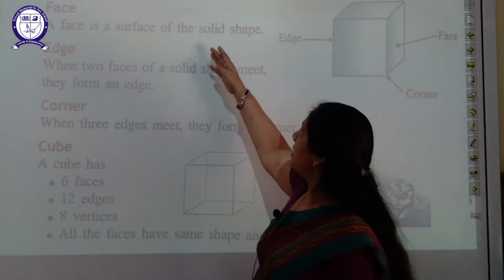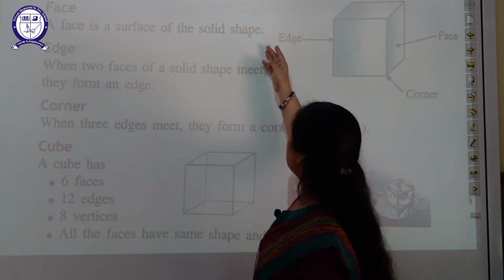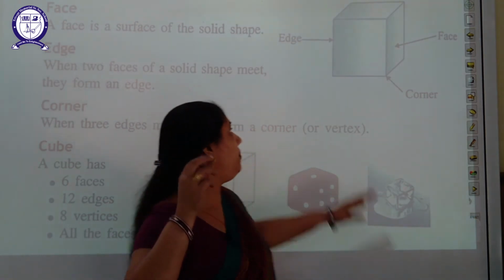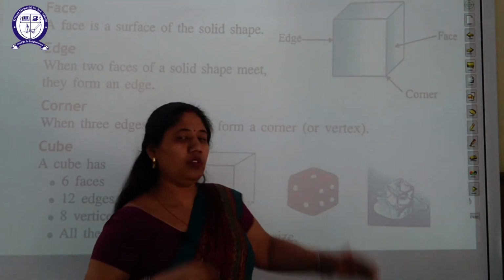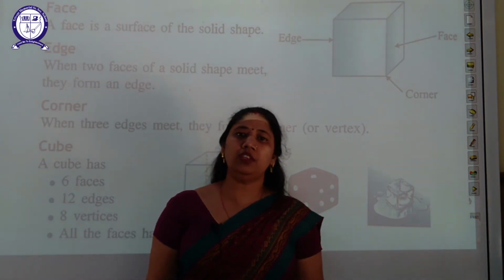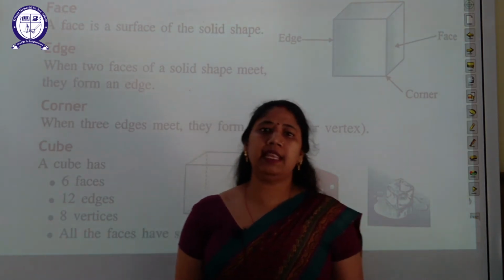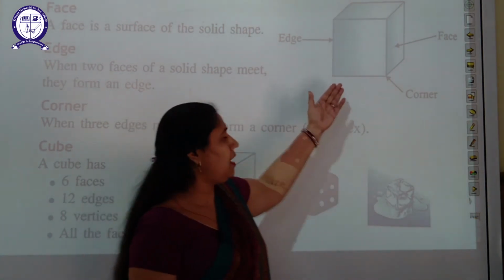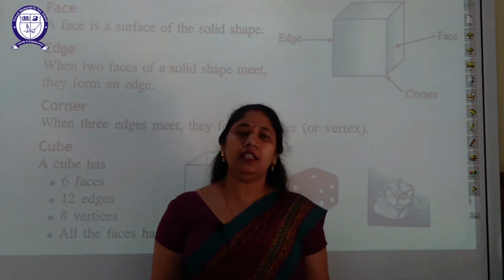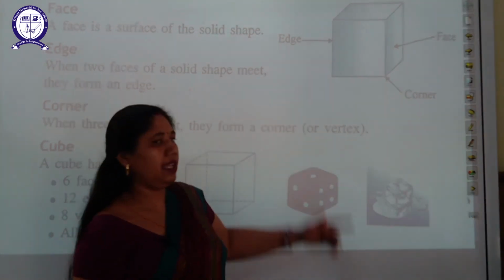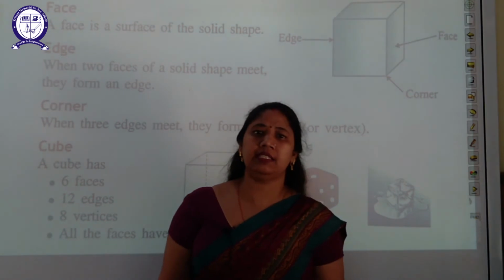Face, a face is a surface of a solid shape. Look here. So you already know about the dice you use in Ludo or snakes and ladders, beta. How many points are there? There are 6 points. So in a cube there are 6 faces.